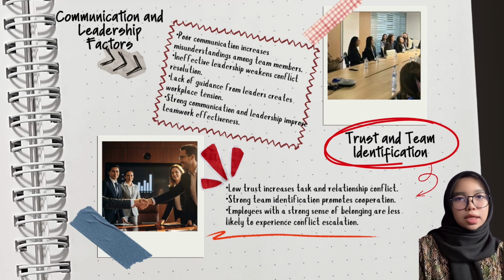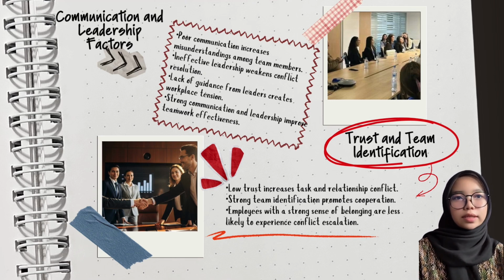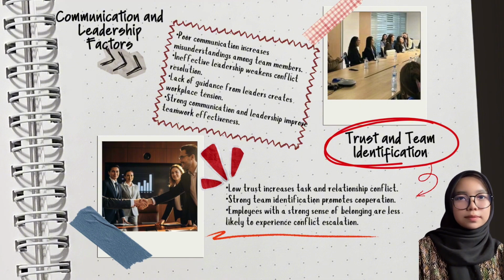In addition, ineffective leadership can further worsen the situation. Leaders play an important role in guiding the team members, facilitating communication, and resolving conflict. When leaders fail to provide clear direction or address issues promptly, conflicts may escalate and negatively affect teamwork. Therefore, the findings suggest that organizations should strengthen communication practices and develop effective leadership skills to minimize conflict and improve team effectiveness. So next, I will discuss another important factor identified in the literature, which is trust and team identification.